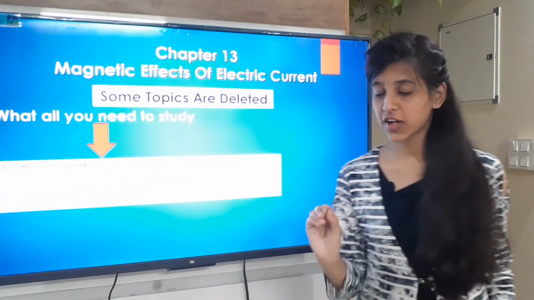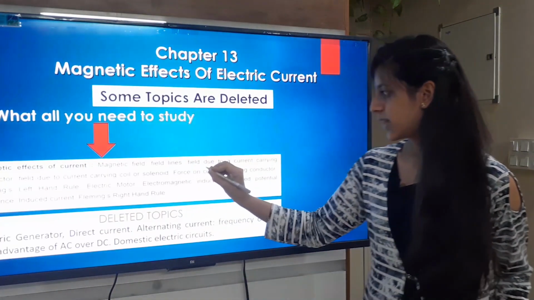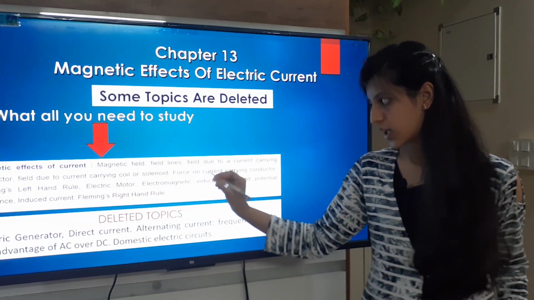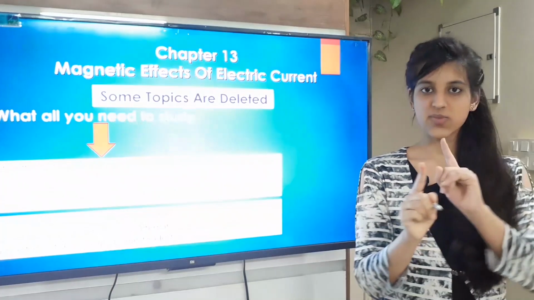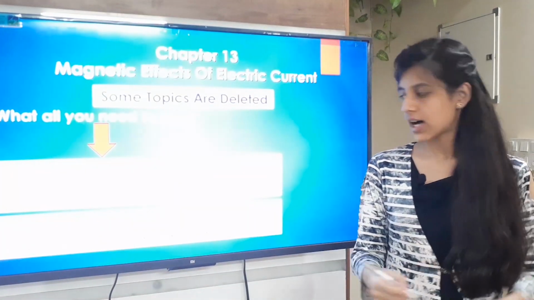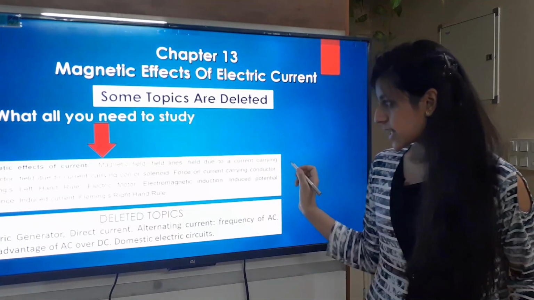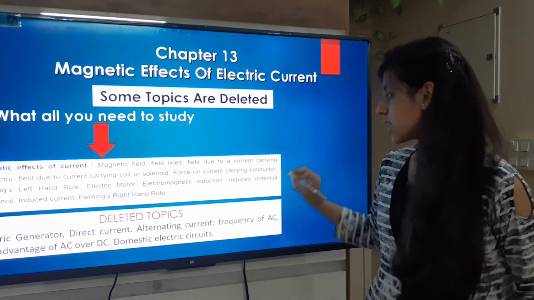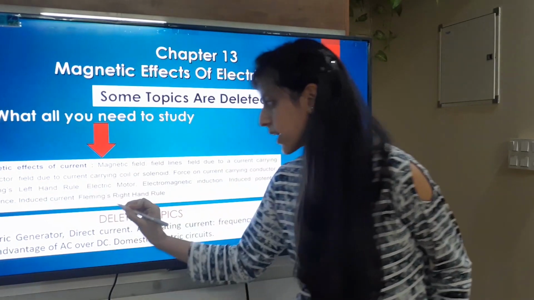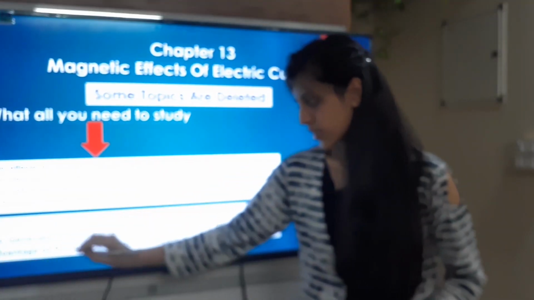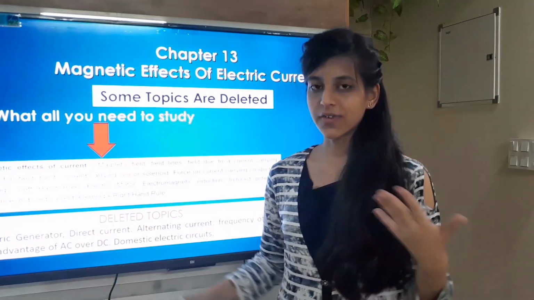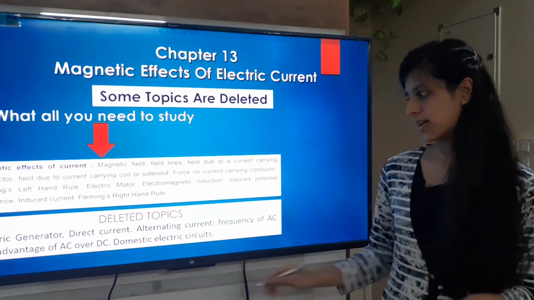Yes, so what all you need to study: magnetic effects, field lines, field due to a current carrying conductor, field due to a current carrying coil or solenoid. Again, solenoid one is very important, like frequently questions are asked. Force on current carrying conductor, Fleming's left hand rule, electric motor, electromagnetic induction, induced potential difference, induced current, Fleming's right hand rule, electric generator, direct current, alternating current, frequency of AC, the advantages of AC over DC, domestic electric circuits. These are your deleted topics.